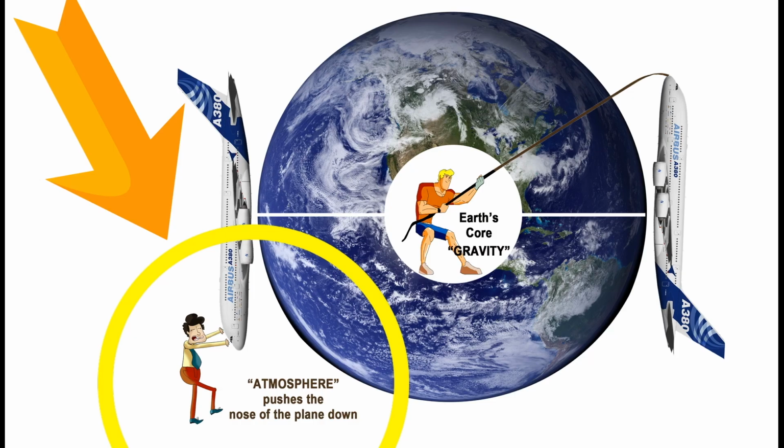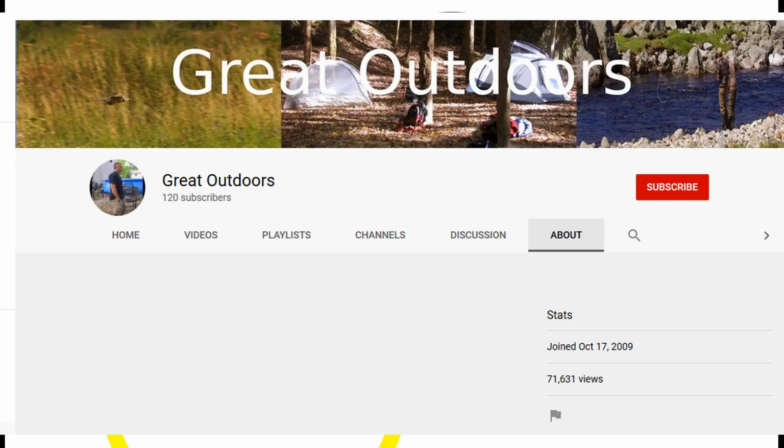Let's go on now and talk about what this guy says. He says the atmosphere is actually the one that's pushing down or bringing down the nose of the plane in order to have it adjusted for curvature. I got this video from this channel, Great Outdoors, so let's go ahead and listen to him.